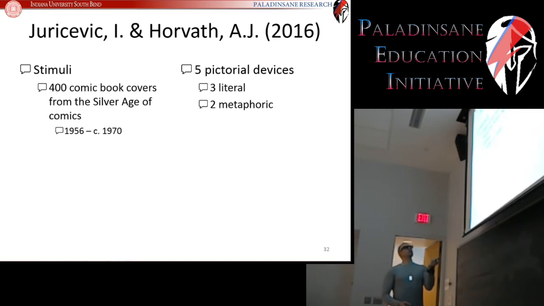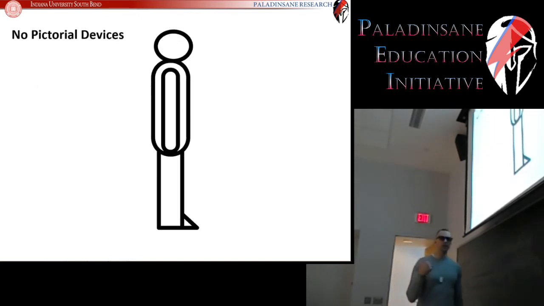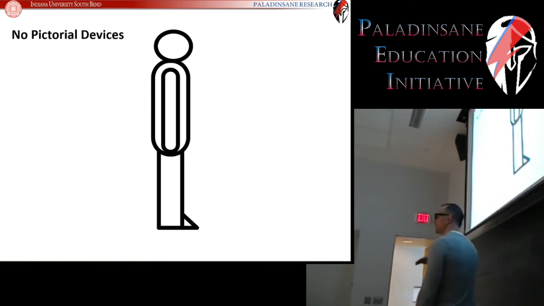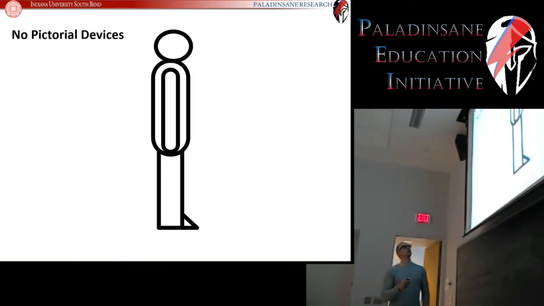So just to kind of give you a schematic of what those look like, this is an example of a picture of a person running with none of the 5 devices. So this is, hopefully you will agree, a horrible picture of a person running, because when you look at this, you say to yourself, it doesn't look like they're running, right? So it's not a good picture of somebody running. And the reason is because the pictorial devices that indicate running have been completely removed, right? So this is an example of no pictorial devices. This individual doesn't really look like they're running.